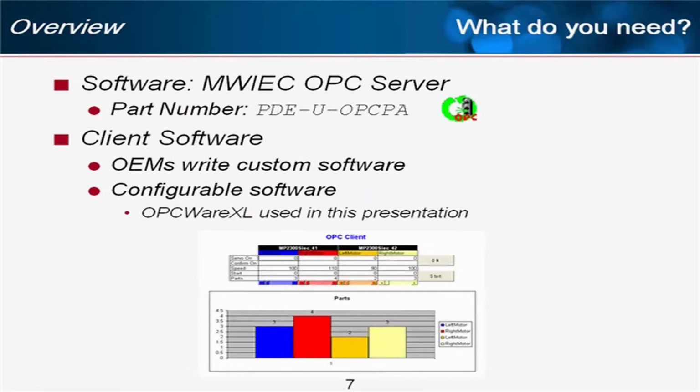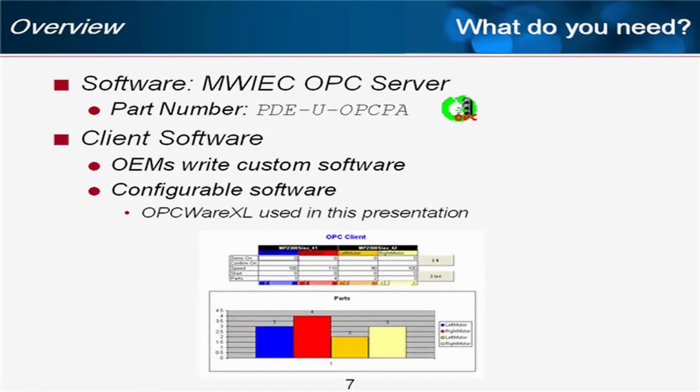So what do you need to get started and take advantage of OPC? The first thing you need is Yaskawa's OPC server software package, which is our part number PDE-U-OPCPA. And if you buy quantity licenses, you get a discount. There's also, I believe, a 30-day trial version.